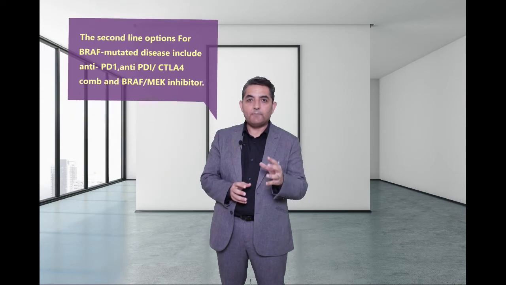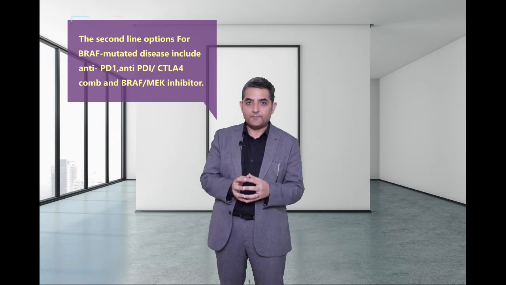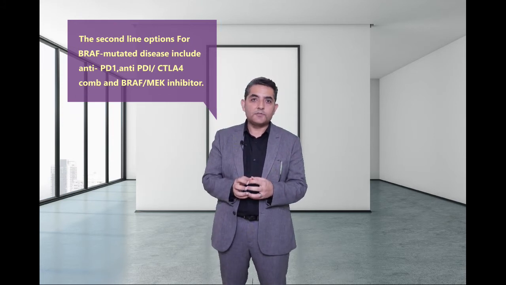The second line options for BRAF mutated disease include anti-PD-1, anti-PD-1 and anti-CTLA4 combination, as well as the addition of BRAF and MEK inhibitors if not used in the first line setting. The initial FDA approval for pembrolizumab was for patients with metastatic melanoma who have disease progression after ipilimumab and, if they were BRAF mutant, a BRAF inhibitor. In 2015, the FDA expanded the label to include the approval of pembrolizumab for the treatment of patients with unresectable or metastatic melanoma regardless of the BRAF mutation status.